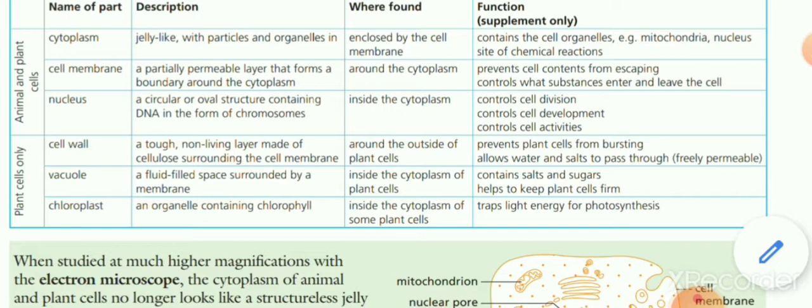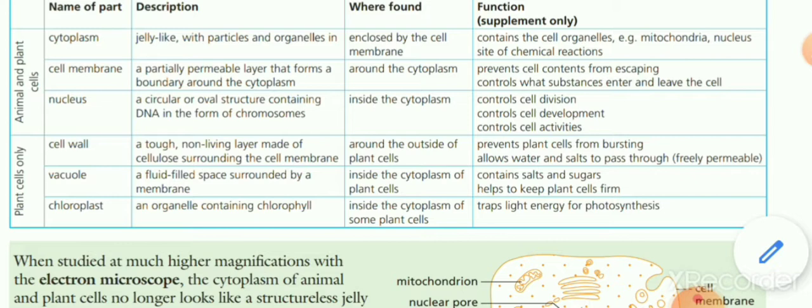Next is the case for plant cells. The first major thing it contains is the plant cell wall. It is a tough, non-living layer which is made up of cellulose. Remember that this cellulose makes the distinction between the cell wall of plants and other organisms, like fungi. In fungi, the outermost layer is made up of chitin, while in plants it is made up of cellulose. It is present around the outside of the plant cell, and its role is to protect the plant cell.